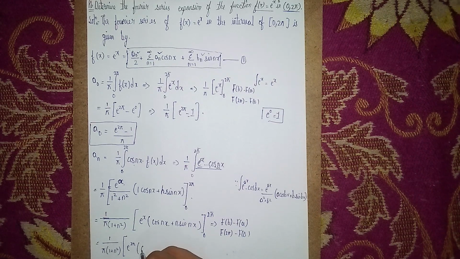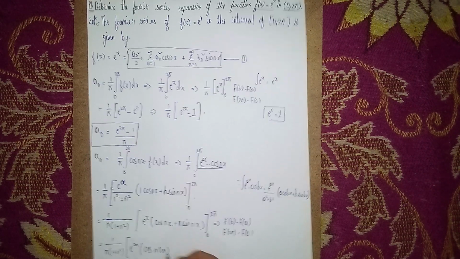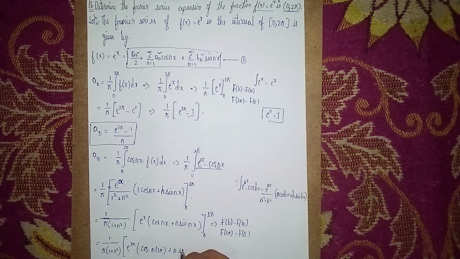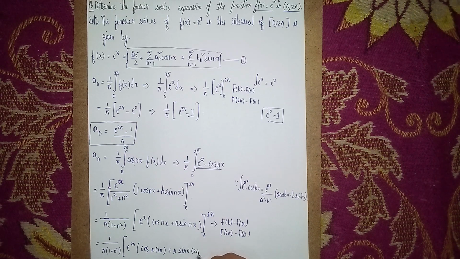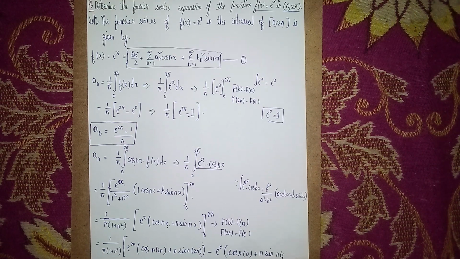then open bracket cos, and now x is 2 pi, then plus n sine n, and x is 2 pi, close the bracket. Then minus, now substitute e power 0 cos n into 0 plus, now substituting 0 here, it becomes n sine n 0. Okay, so now take it in bracket.